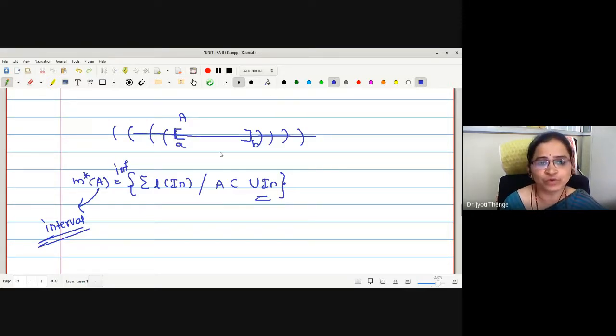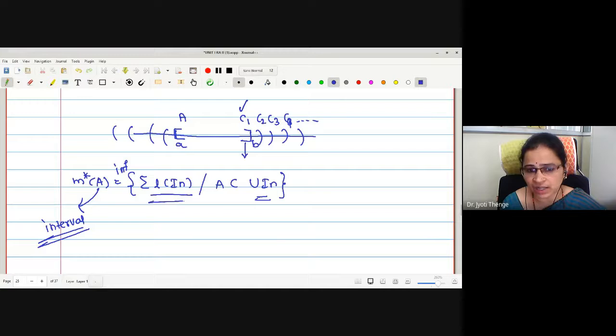Therefore, if I am going to find the infimum, let us consider each interval as one open covering. That is, let this be the first covering, say C1, let this be the second covering, third covering, fourth covering, and so on. Therefore, the interval itself will work as a covering. Then what about the infimum among the lengths of all these coverings? What about the infimum?